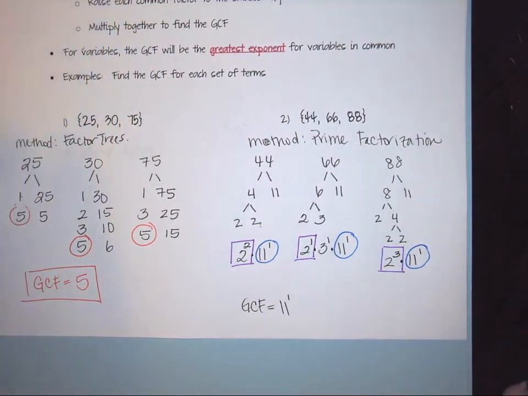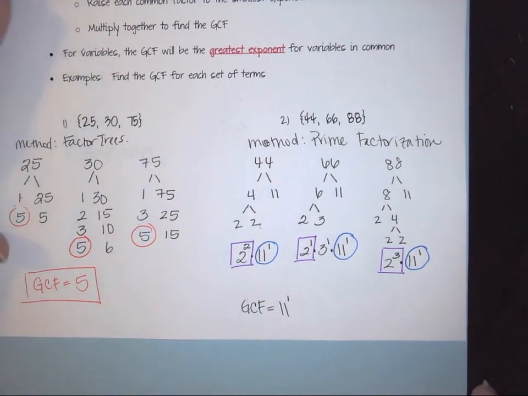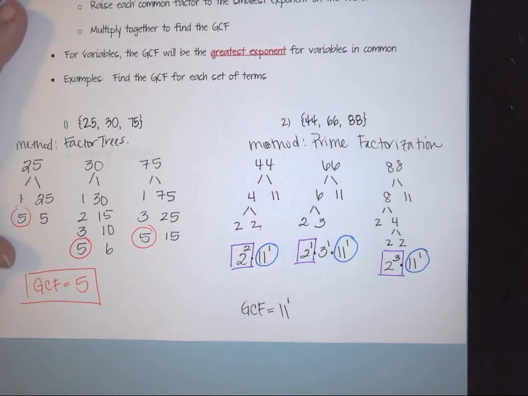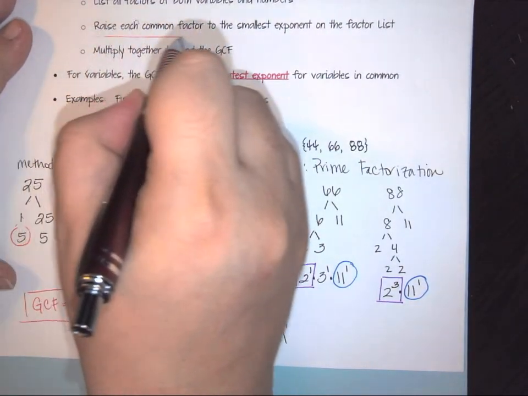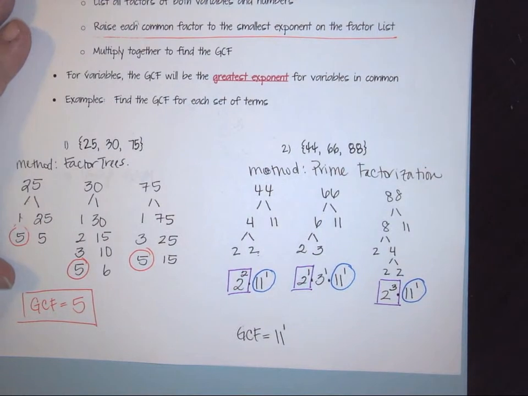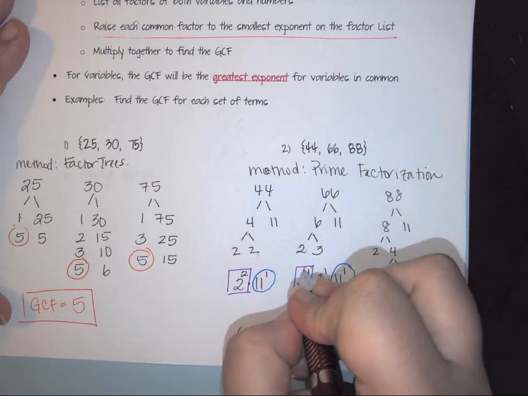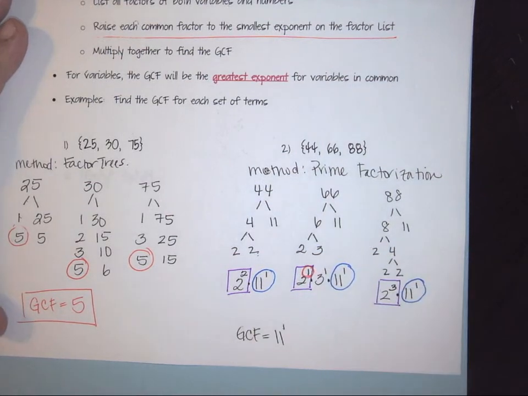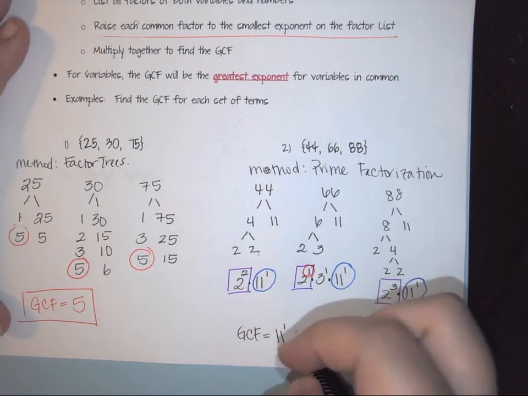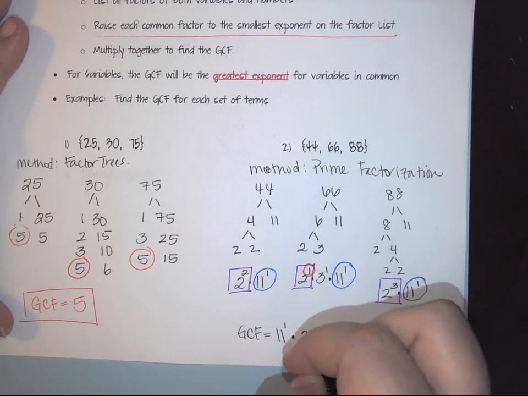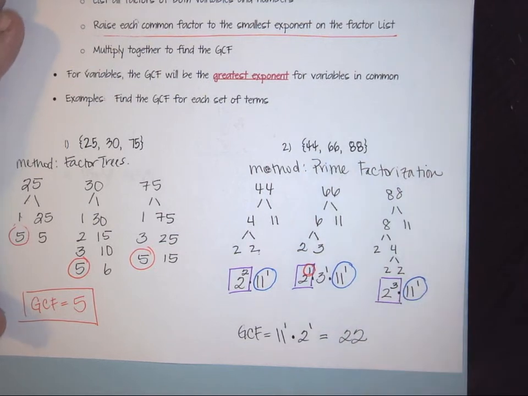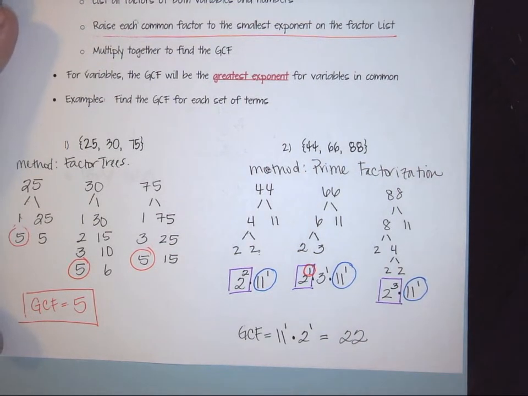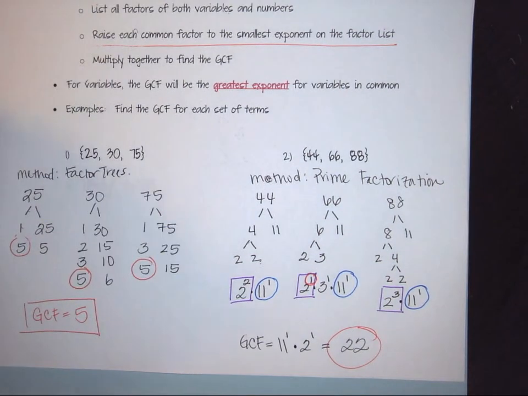Now this is what I mean when I said in this case we are going to use the smallest exponent. So this one right here, raise each common factor to the smallest exponent on the list. So I have the second power, first power, and third power. Raising it to the first power is going to be my smallest exponent. So this tells me I'm going to multiply this by 2 to the first. 11 times 2 gives you 22, and that is your greatest common factor, would be 22.